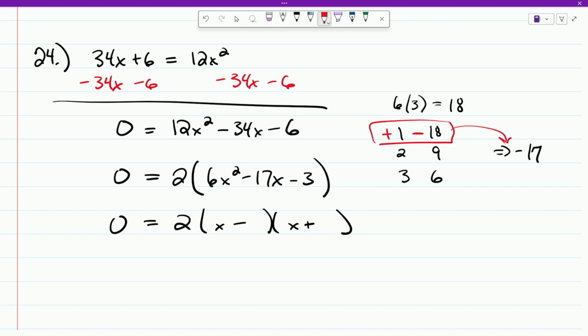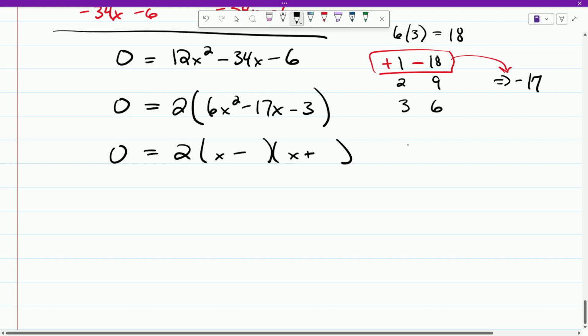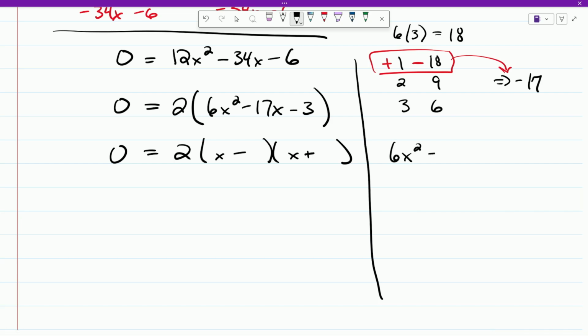So we're going to take, and I'll do it directly underneath. Let me draw like this nice line. We're going to take 6x to the second minus 17x minus 3. We're going to use these numbers that I just highlighted in pink or purple, and we're going to take that number 17 and separate them. So 6x to the second minus 18x plus 1x minus 3. I put the positive 1 second because I want to make sure that when I factor by grouping, I don't have to change any signs.